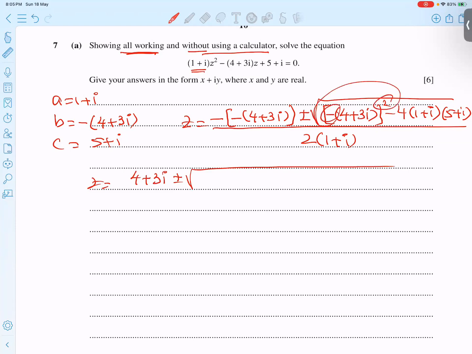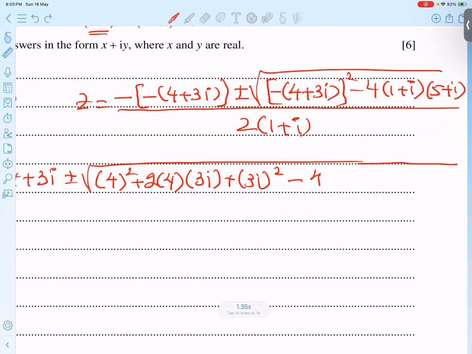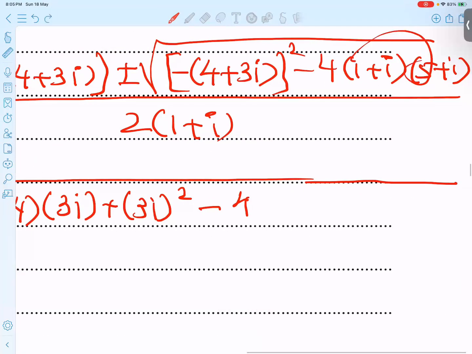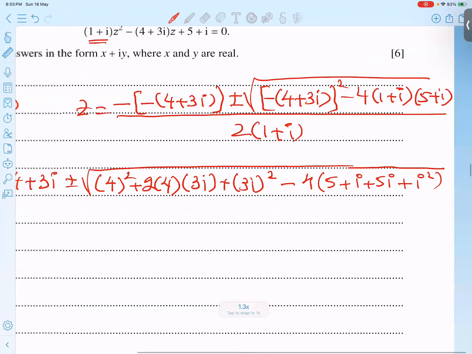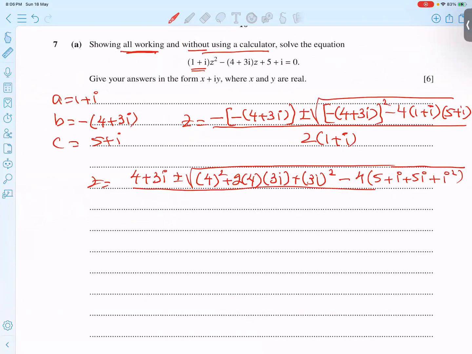Here, power 2 of negative is gone. So I got a squaring identity. I'm applying the squaring identity: 4 square plus 2 into 4 into 3 iota plus 3 iota whole square. And here I can do the product of these two numbers. I'm zooming in so you can see clearly. 1 into 5, 5. 1 into iota, iota; 5 iota plus iota to power 2. So be attentive, a lot of chance of mistake. And down, 2 times 1 plus iota.